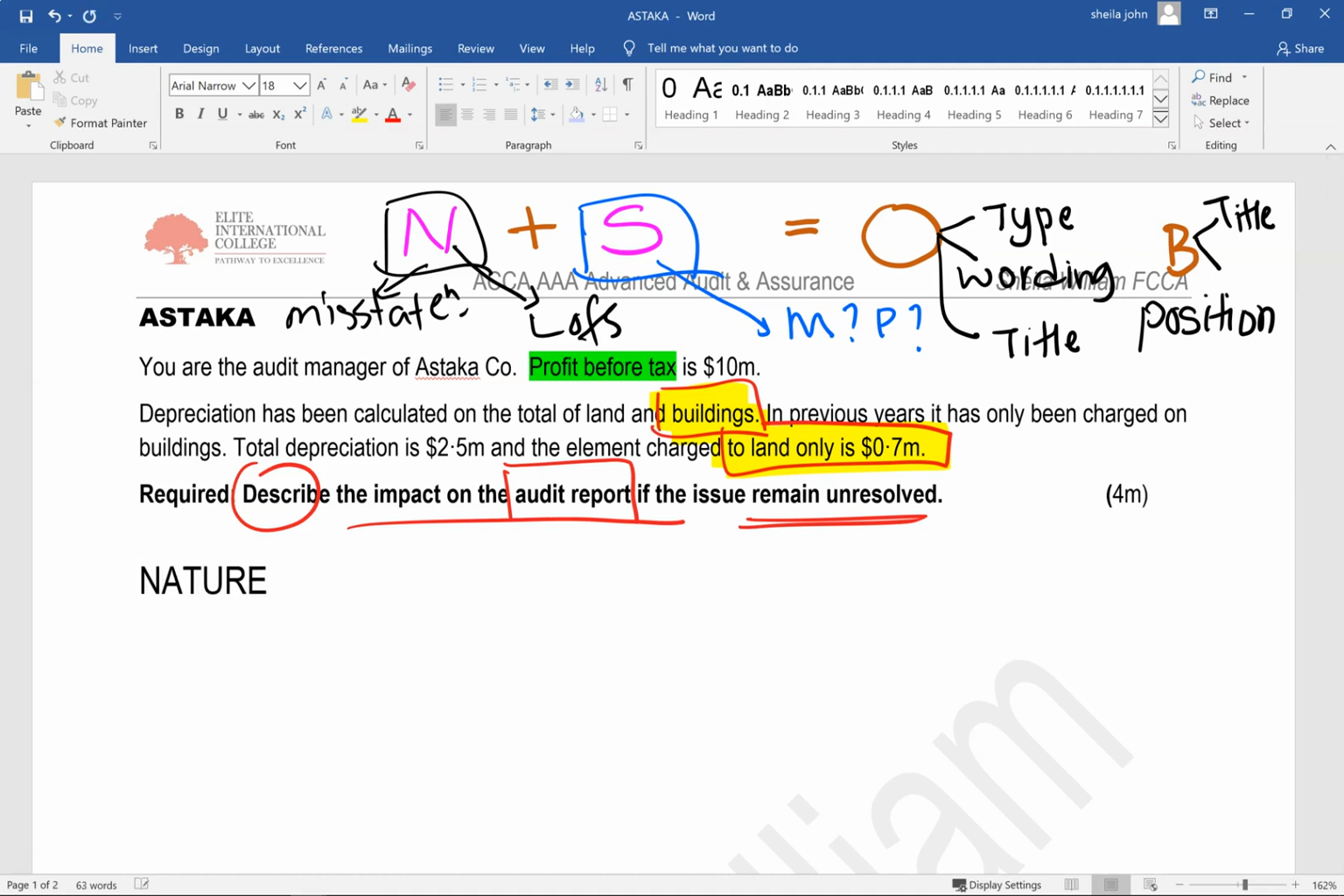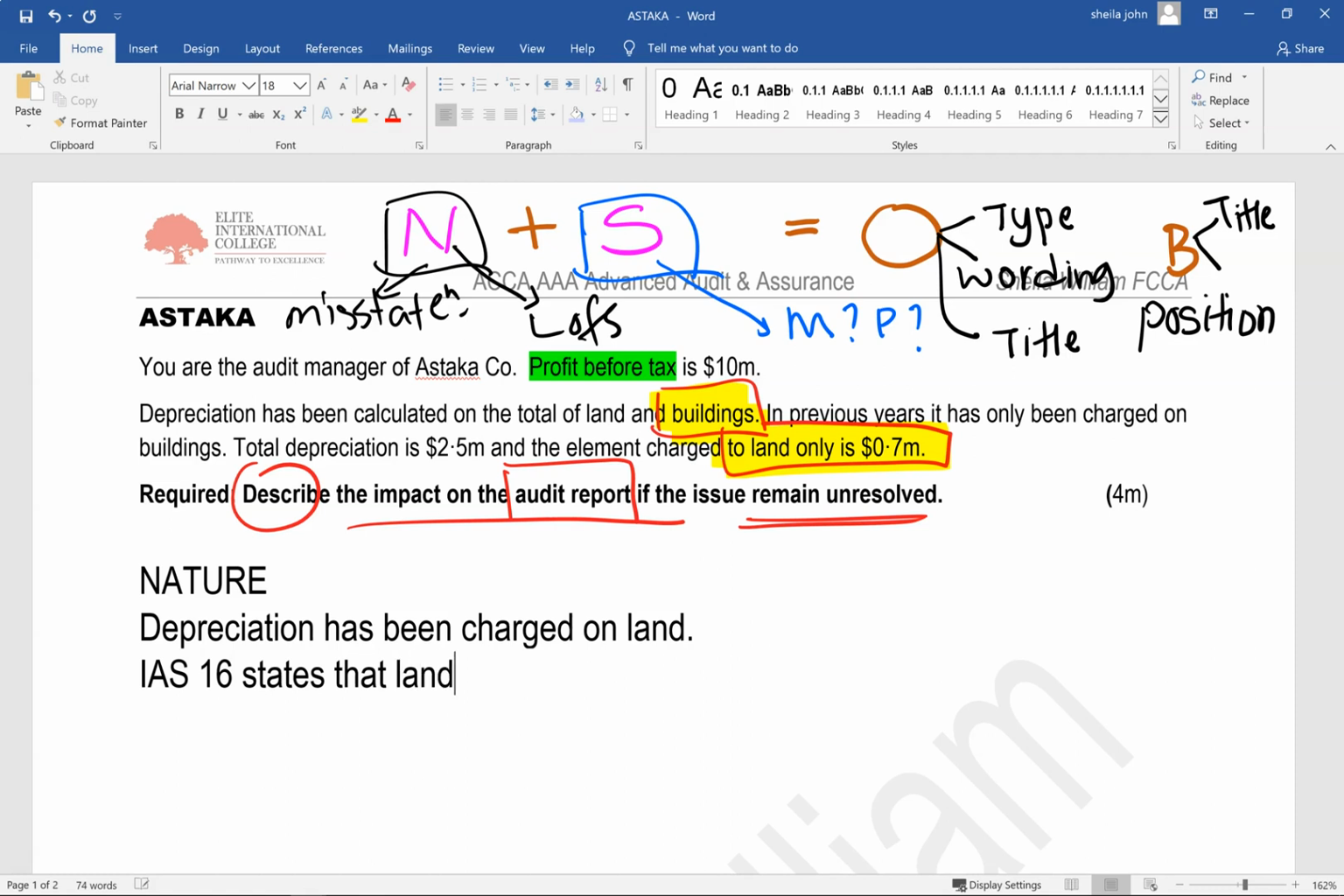So I would suggest very strongly that in the exam, put down your headings. Nature. So how are we going to explain? We're going to start off with our observation first. What is the observation? That's our observation. Depreciation has been charged on land. Next, we're going to go to the accounting treatment. IAS 16 states that land must not be depreciated. Okay, so then we're going to look at consequently. Consequently, if you depreciated land, then land is understated.